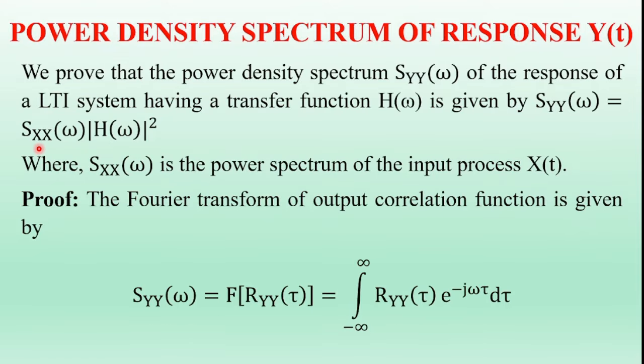we know that the Fourier transform of the output correlation function is given by SYY of omega equals the Fourier transform of RYY of tau, which equals the integral from minus infinity to infinity of RYY of tau e power minus j omega tau d tau. So this is the definition of the Fourier transform. The power spectral density and the autocorrelation function of the random process y of t form a Fourier transform pair, and this is a mathematical expression.